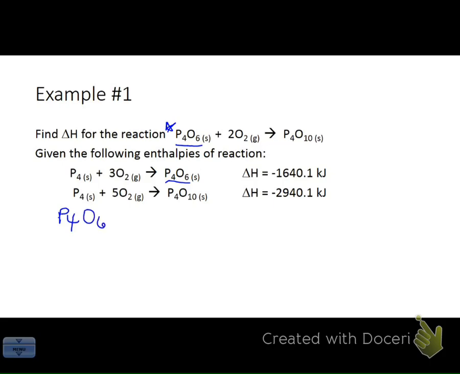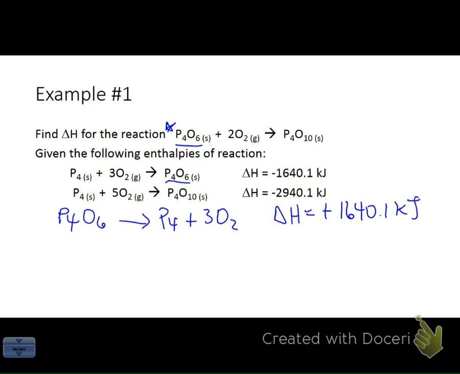And I'm not going to write all the solid stuff. We can come back and put that at the end. P4O6 goes to P4 plus 3O2, so it didn't change anything. I just flipped it around, so I need to take that enthalpy, and here's what students usually forget. Make sure if you reverse the reaction, the enthalpy is also going to reverse, so this now becomes positive 1640.1 kilojoules.